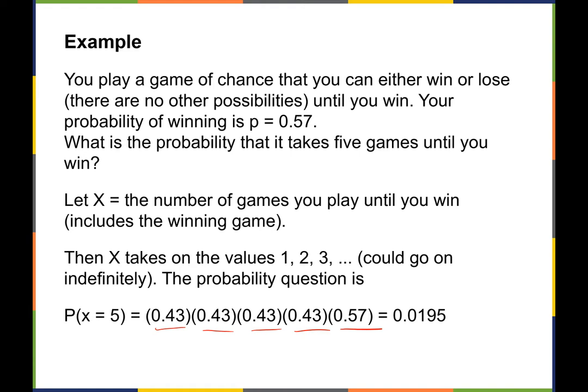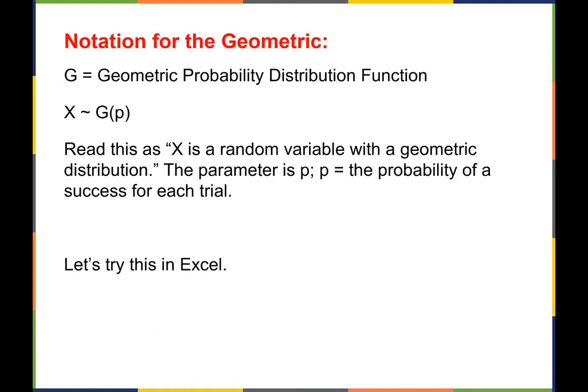These are pretty easy to figure out by hand, but you can use Excel to help you figure them out. Let's talk about the notation quickly before we jump into Excel. So when we talk about the geometric distribution, instead of using a B for binomial, we use a big capital G, and that designates it's a geometric probability distribution function. And we write X twiddle G of P. P is going to be the probability of a success on every trial.